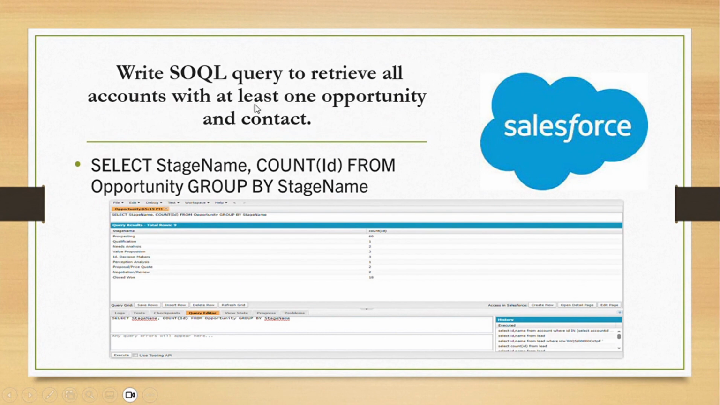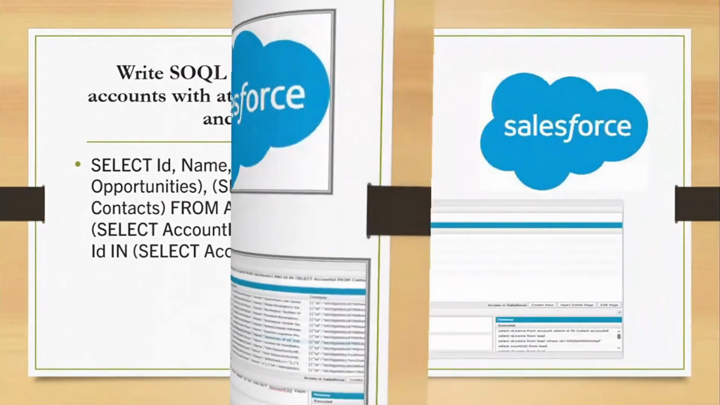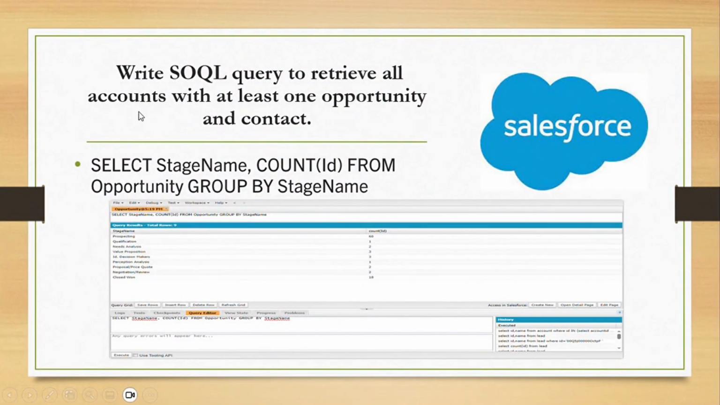The second question asks about a SOQL query: write a SOQL query to retrieve all accounts with at least one opportunity and contacts. Sorry, I think both questions are the same, but the solution I think will differ. So in that question we actually select StageName, count(Id) from Opportunity group by StageName. Okay.